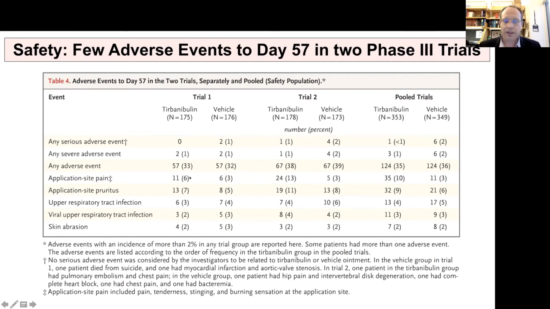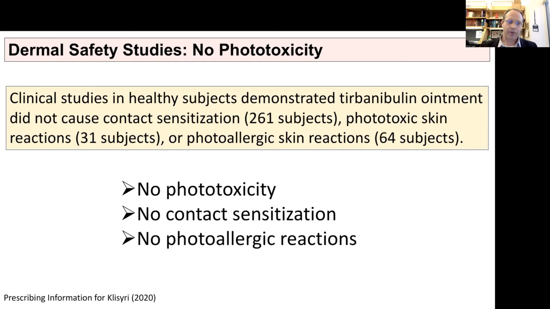There was around 6 to 7% of application site pain or pruritus, and a 2 to 3% risk of viral upper respiratory tract infection that was observed. That seems to be a commonplace side effect in pretty much every medicine. Importantly, however, there was no phototoxicity, no contact sensitization, and no photoallergic reactions observed for Tirbanibulin in this particular New England Journal of Medicine article study.